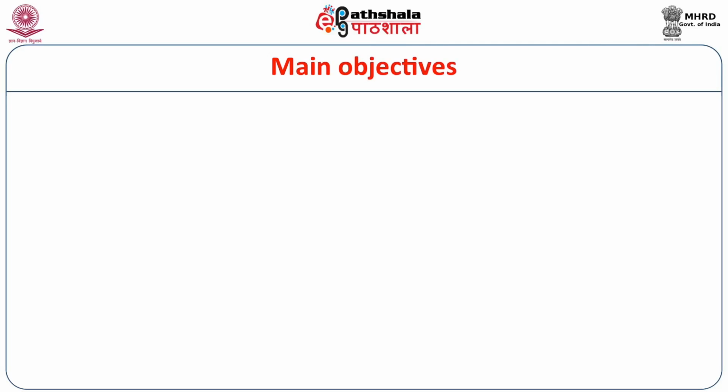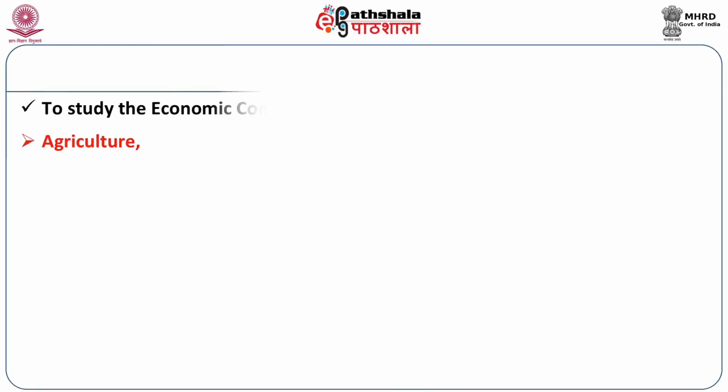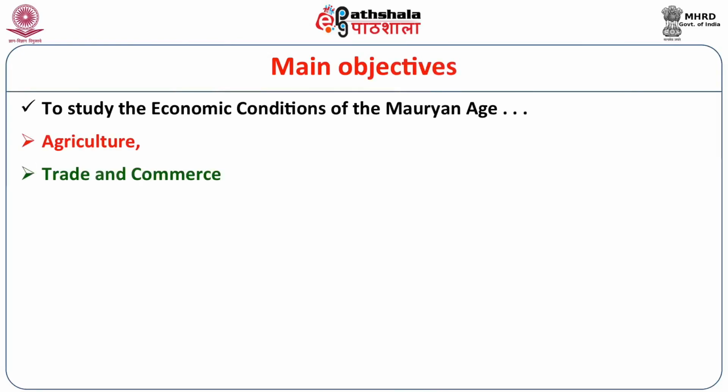So, first of all, let us see the main objectives that are to be dealt with in this module. Number 1, agriculture. Number 2, trade and commerce. Number 3, economic policy. Number 4, industries.